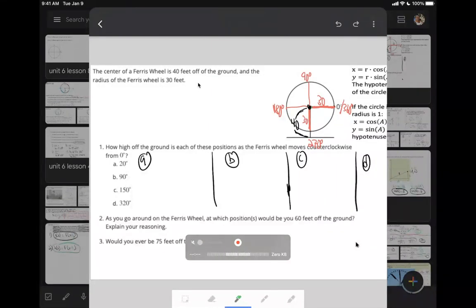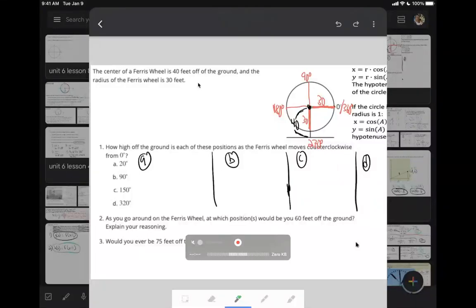The center of a Ferris wheel is 40 feet off of the ground, and the radius of the Ferris wheel is 30 feet. How high off the ground is each of these positions as the Ferris wheel moves counterclockwise from zero? So, a couple things we need to consider here.